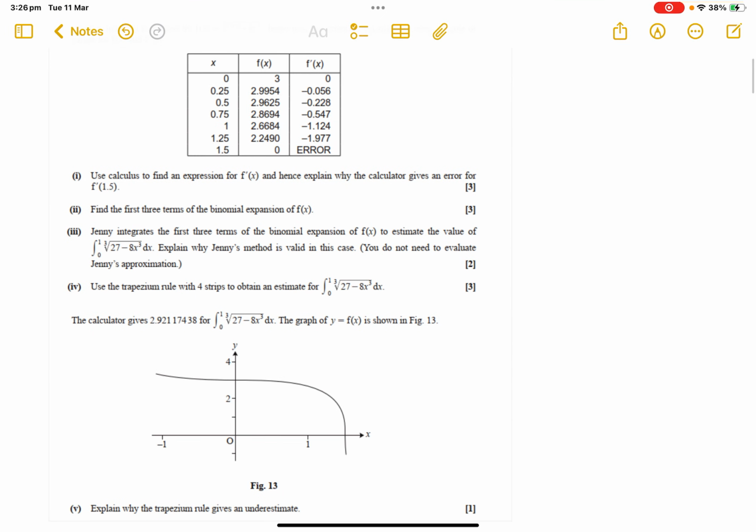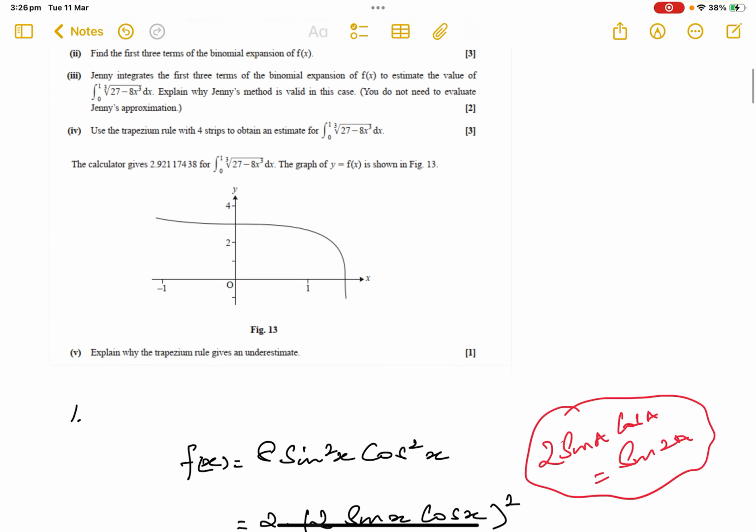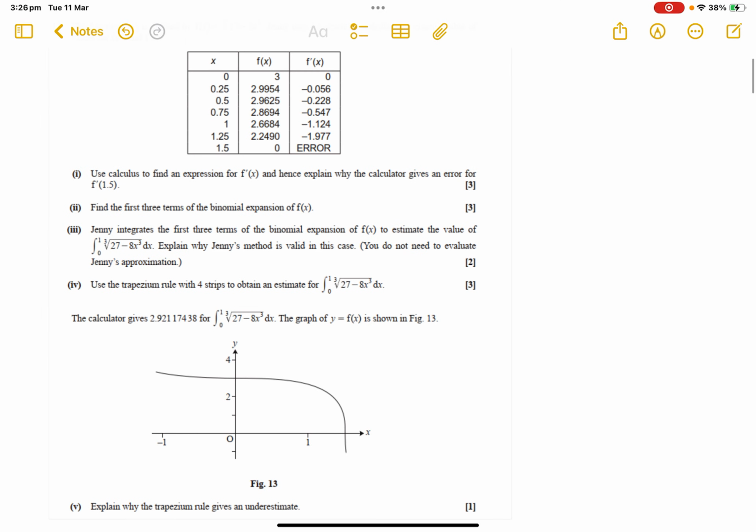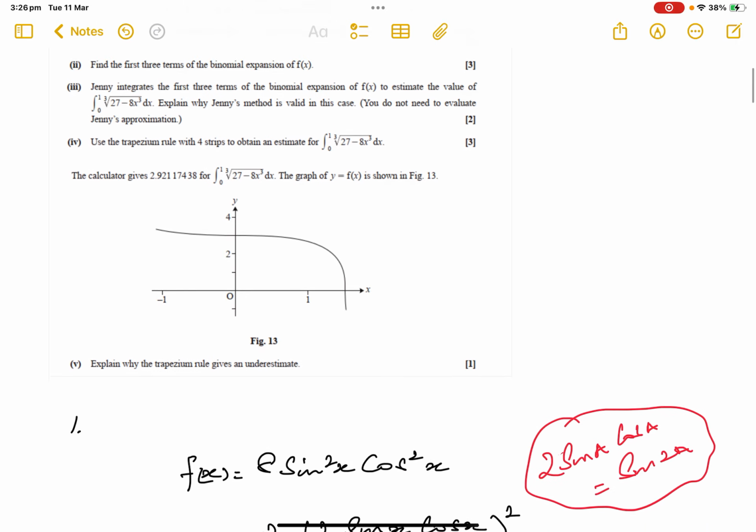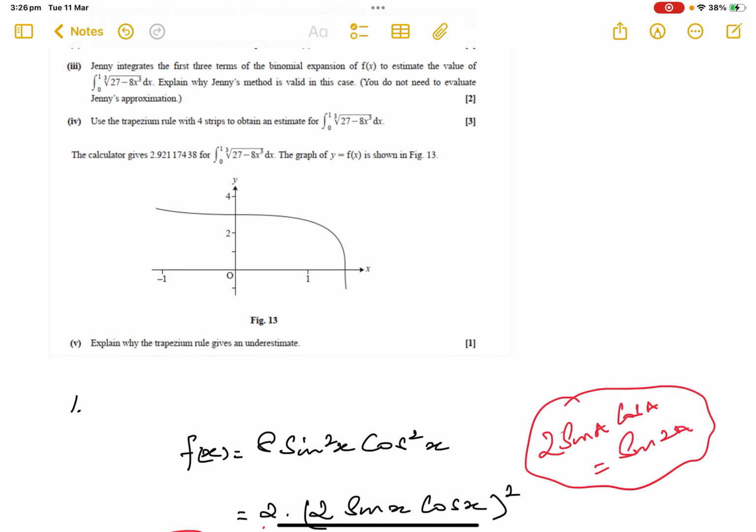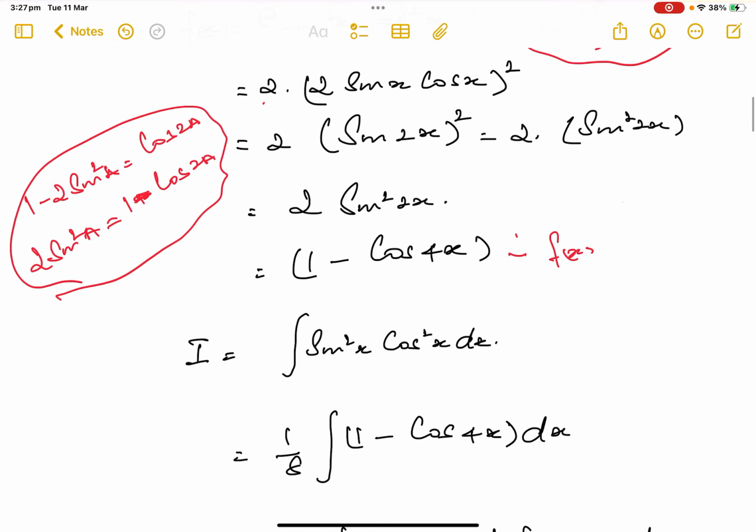All right, next one. Use the trapezium rule, that's what we found. The calculator gives the reading of 2.92117438 for that area or integration. The graph of y = f(x) is shown. So the question is, explain why the trapezium rule gives an underestimate, so it's slightly less. Why is it?